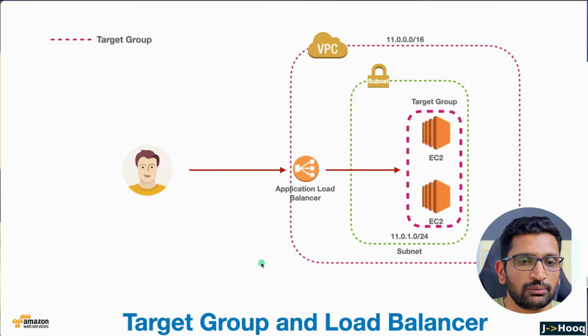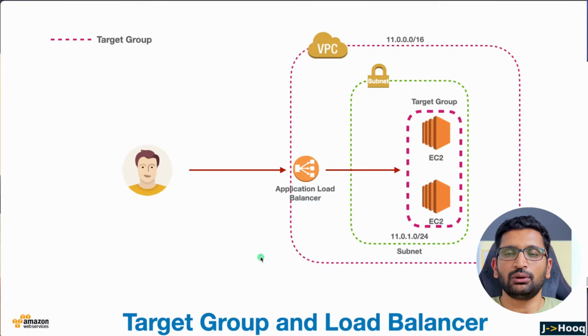So what I'm trying to say is that this is how you set up your application load balancer along with the target group. This is how the functioning of our target group along with the EC2 instances and along with our application load balancer works together.